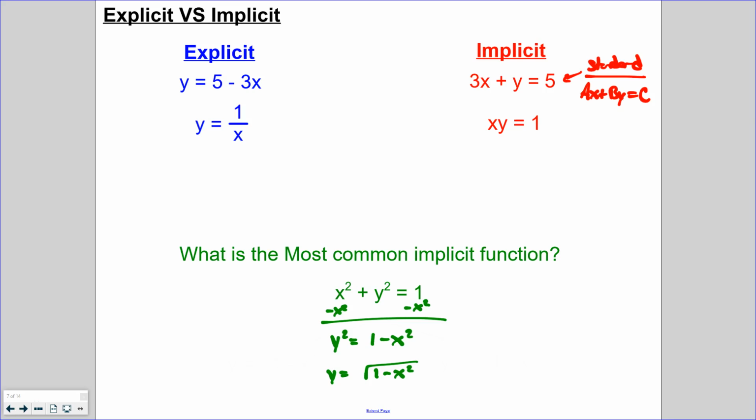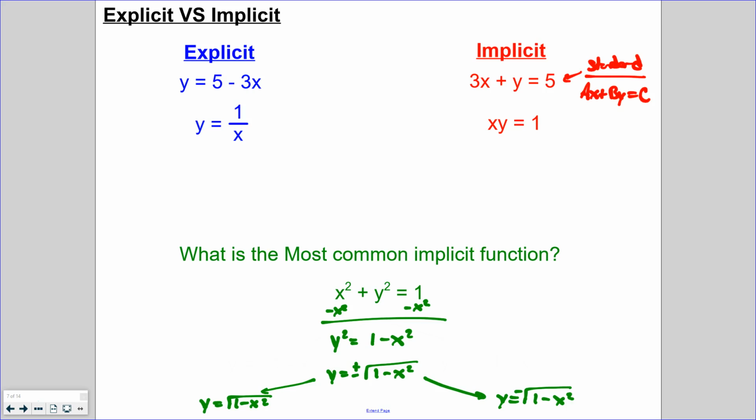However, remember, whenever we take the square root of a variable, there's always the possibility of the plus or the minus piece, which means we cannot write this explicitly because we'd have to break it up into two separate pieces in order to look at it. Therefore, two separate functions. So this is an example of where we cannot write an implicit function in explicit form.